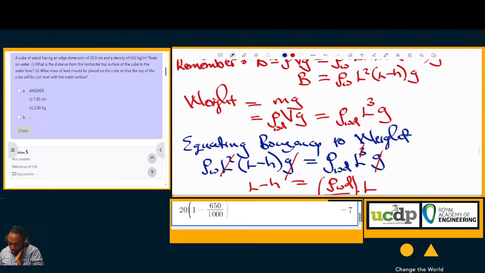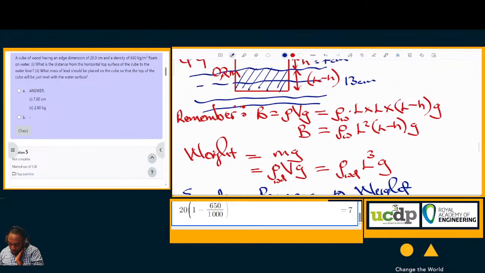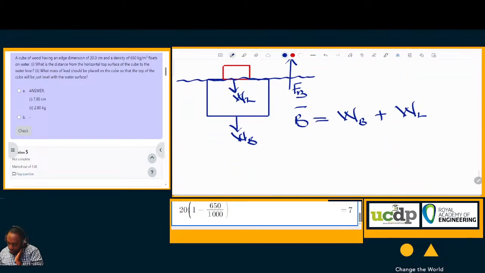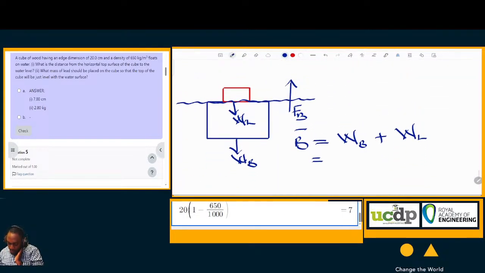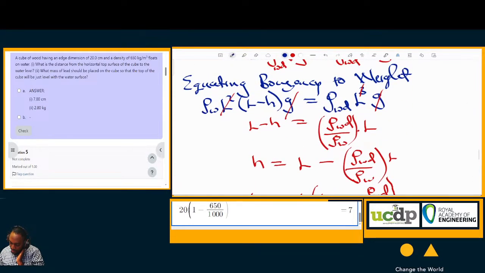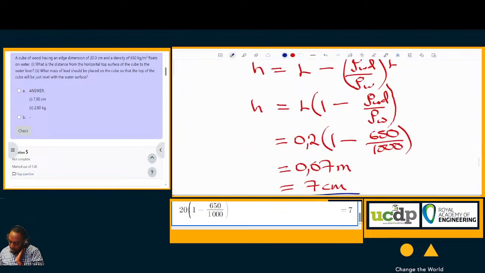The weight of the block you did compute earlier on. Where is it? It's this one. This is the weight of the block. So what was the expression? The simplified expression: weight of the block is just the density times L cubed times G.